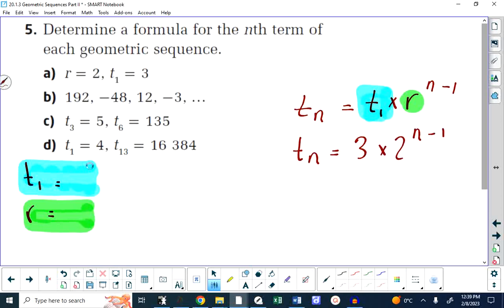In question B, T1 is 192. And then you have to figure out what R is. So what do you multiply 192 by to get negative 48 is one way you could reason it out. I believe it's negative a third.